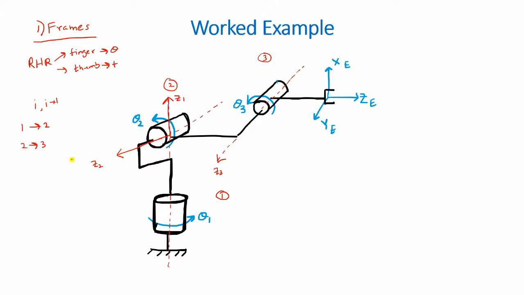Right. Then to set z3, we will consider the next frame, which is the tool. Here they are both intersecting with each other, as ZE has this sort of joint axis. The intersection point is over here, making that the origin for z3.